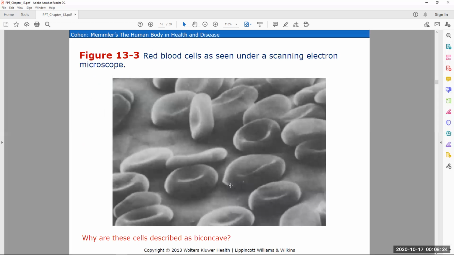Here are red blood cells seen under a scanning electron microscope. Note their biconcave discs, right? They have this concave shape on either side, and again they're maximally structured to carry oxygen.